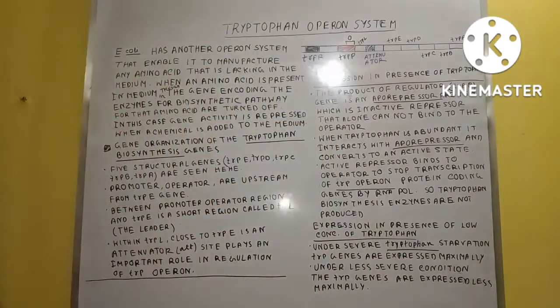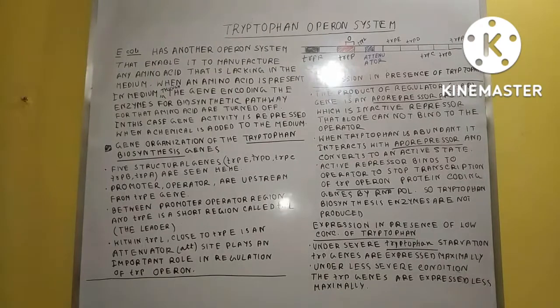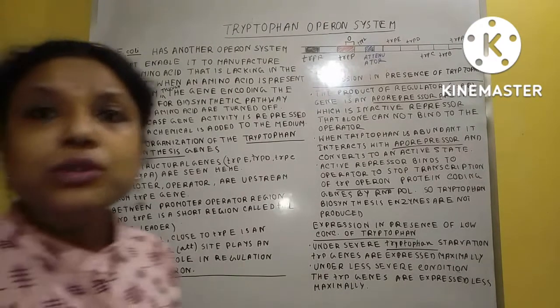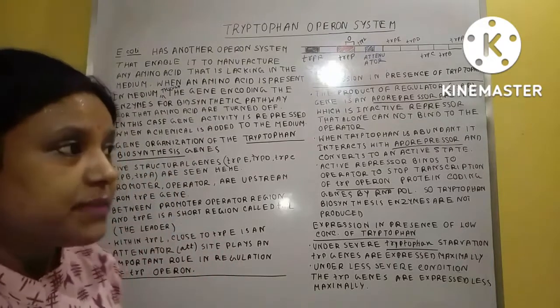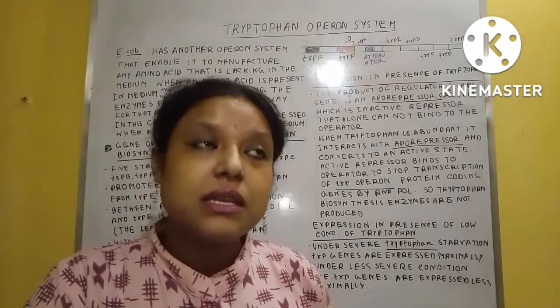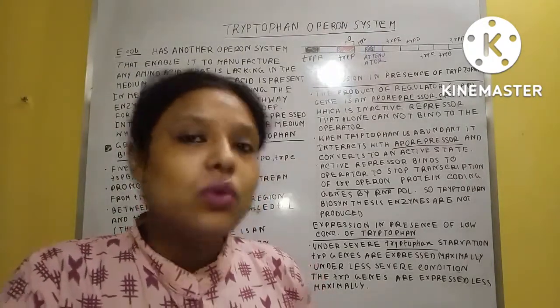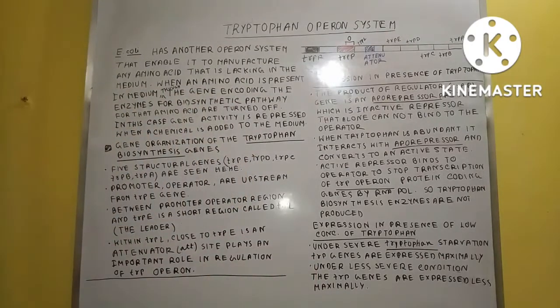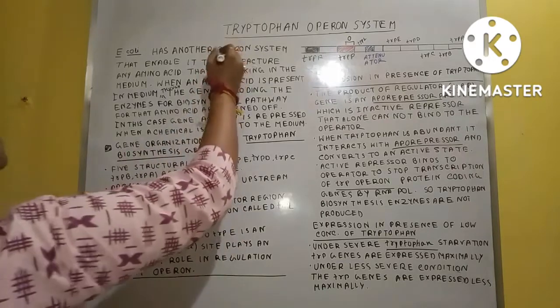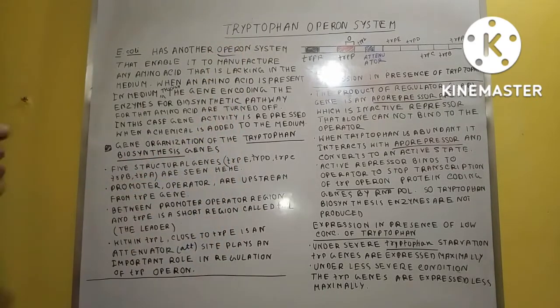So today's topic is the tryptophan operon system. What is the tryptophan operon system? Like the lac operon system, the tryptophan operon system is another operon system that is generally seen in E. coli. So this is another operon system. What is the actual role of that operon system?